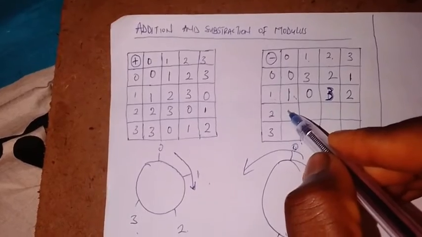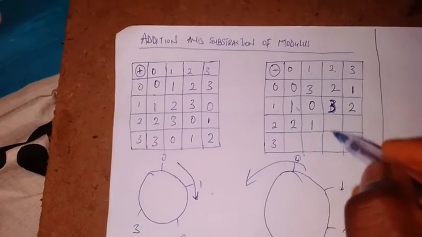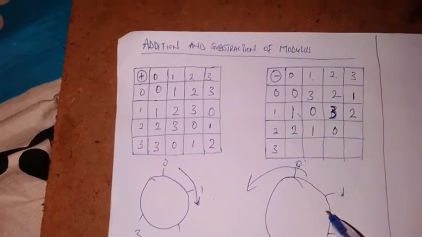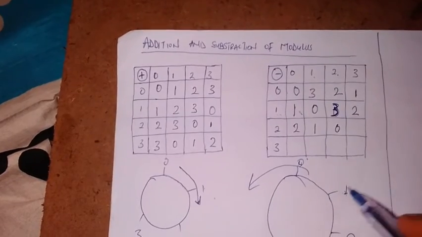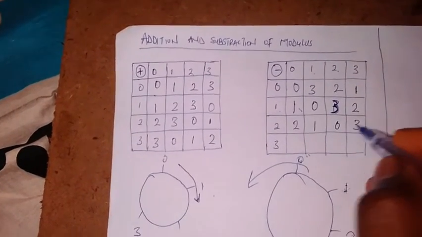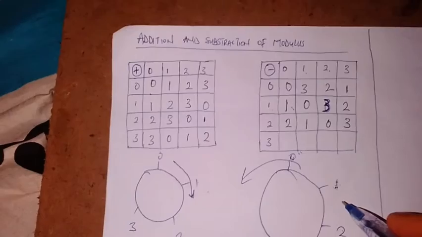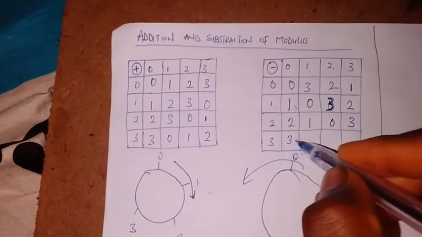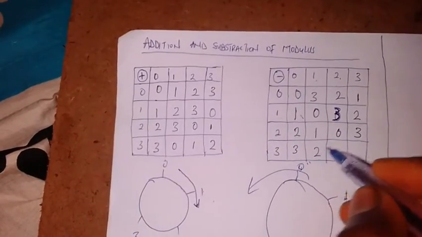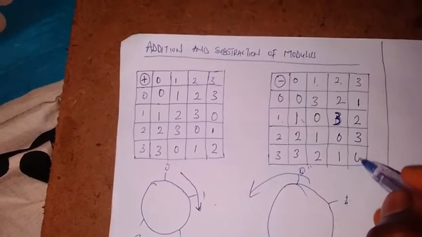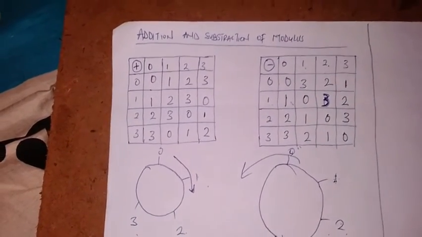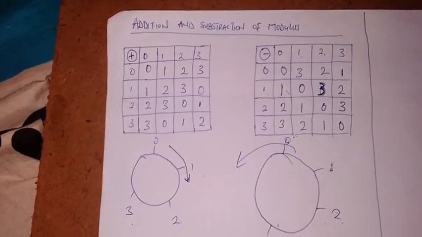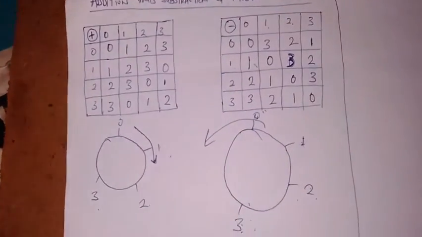Now the same for this place. 2 minus 0 is 2. 2 minus 1 is 1. 2 minus 2 is 0. 2 minus 3 means I'll move back 3 times from 2: 1, 2, 3. So I have 2, 1, 0, 3 here. Then finally 3 minus 0 is 3. 3 minus 1 is 2. 3 minus 2 is 1. 3 minus 3 is 0. So this is the solution to this question here.